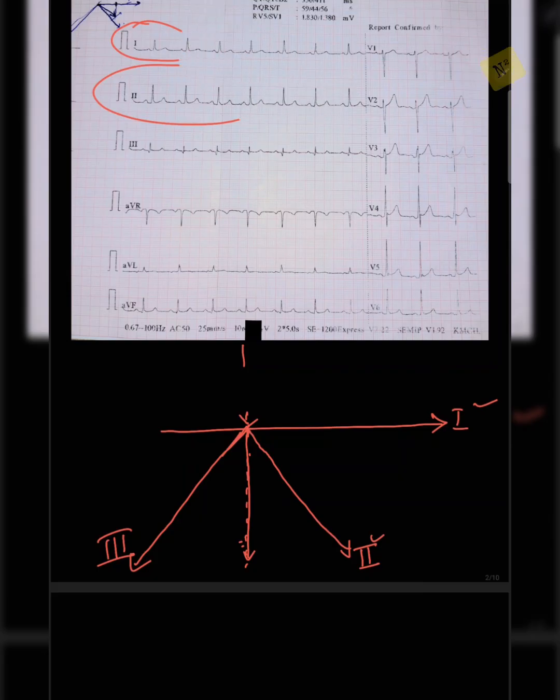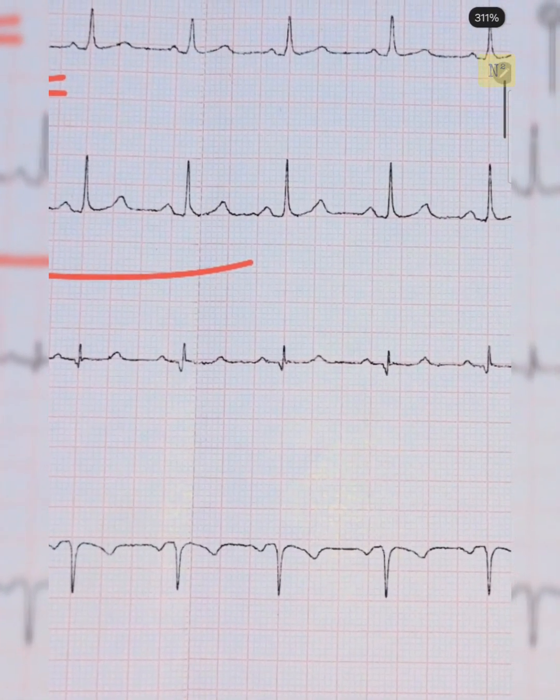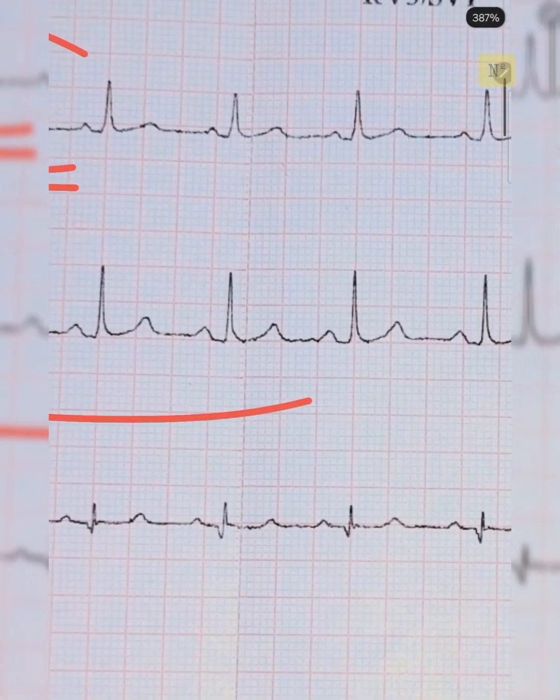Now if you enlarge this, you will see that in this wave this is the isoelectric line, then we have the P wave, then we have another isoelectric line, then we have the S wave. Now this is the isoelectric line from which we have to reach up.